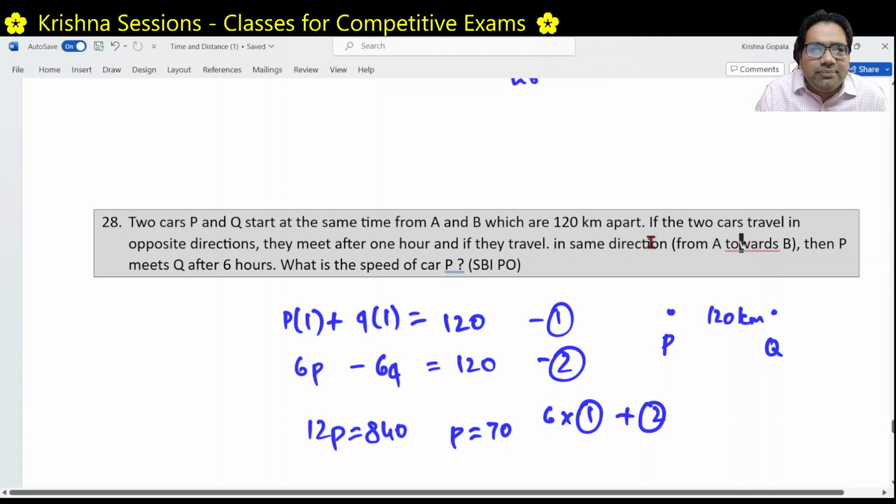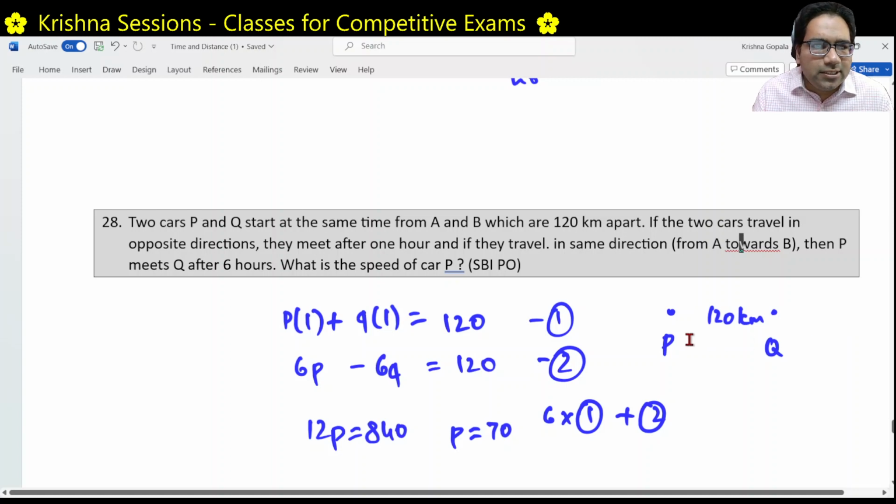But if they travel in the same direction, then P meets Q after 6 hours, right? So Q is traveling in this direction, P is trying to overtake Q, and P will take 6 hours to overtake Q. In that case, whatever Q has traveled, P would have traveled 120 kilometers more than Q. Then only he will meet him, right? Because P has to cover the initial difference of 120 kilometers and whatever Q has traveled. That is that.